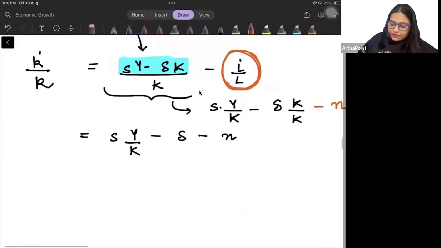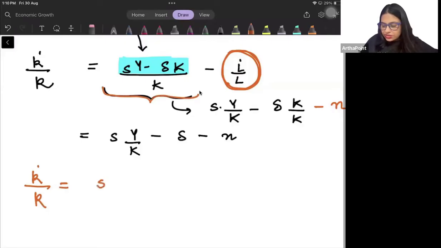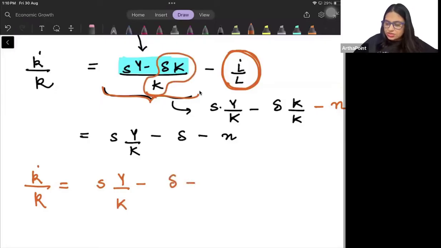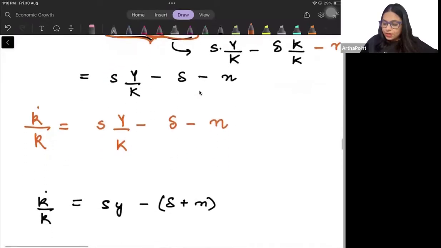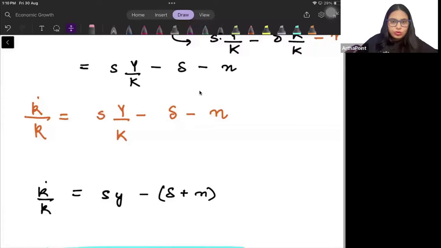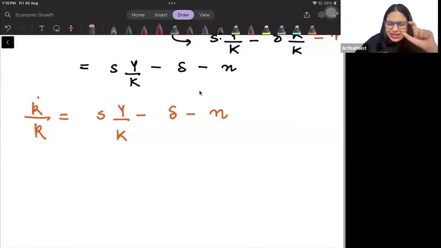Okay. So what I will be getting here is that K dot by K. इस चीज को मैंने open up किया. I got s Y by K minus, ये वाला part हो गया, delta minus growth rate of labor is n. Okay. Now I am going to do a little more change. So here I am going to divide by labor both in numerator and denominator.